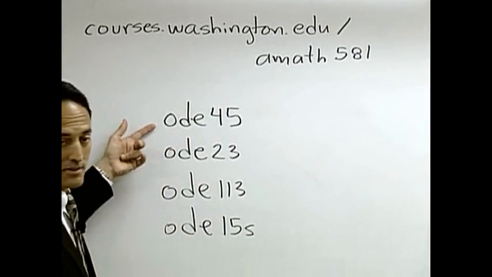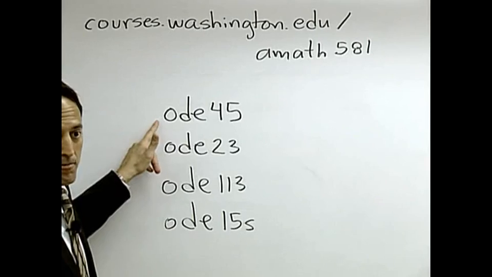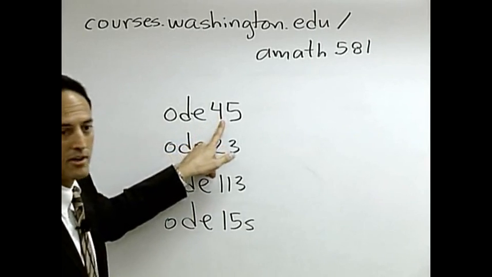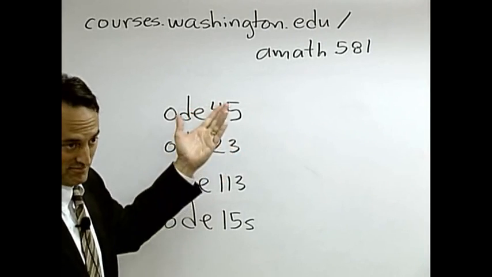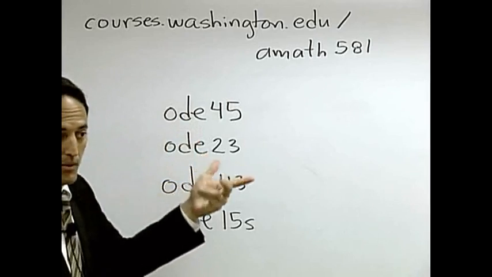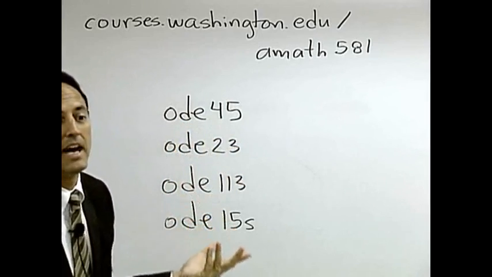ODE 45. This is fourth order Runge-Kutta. Fourth order, 4, 4, 4. There's a 4. So somehow maybe that 4 is related to fourth order Runge-Kutta. So in fact it is. We'll talk about what these two numbers mean. What's the 5 doing there?